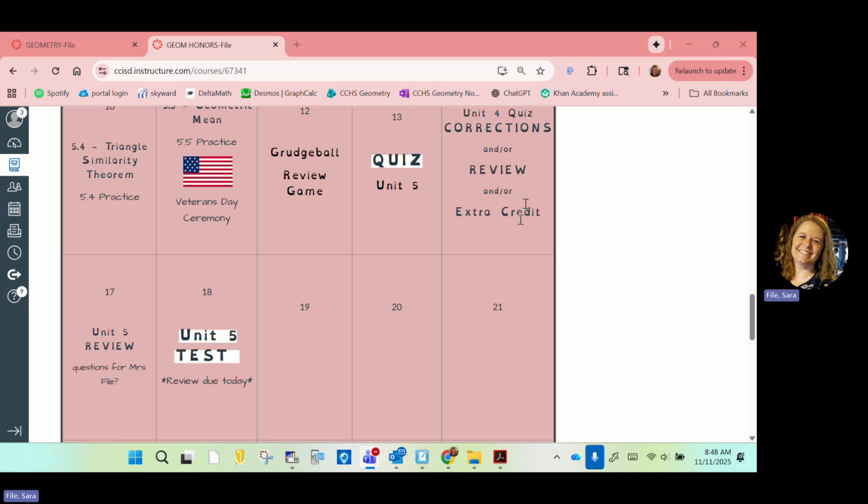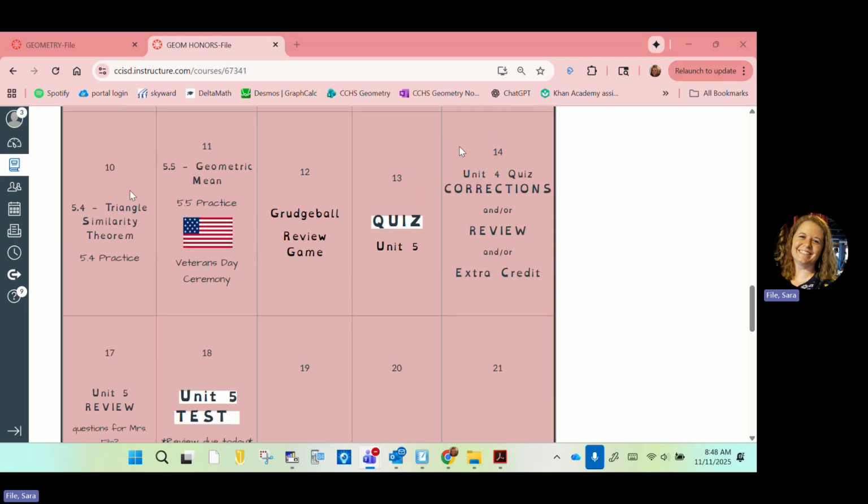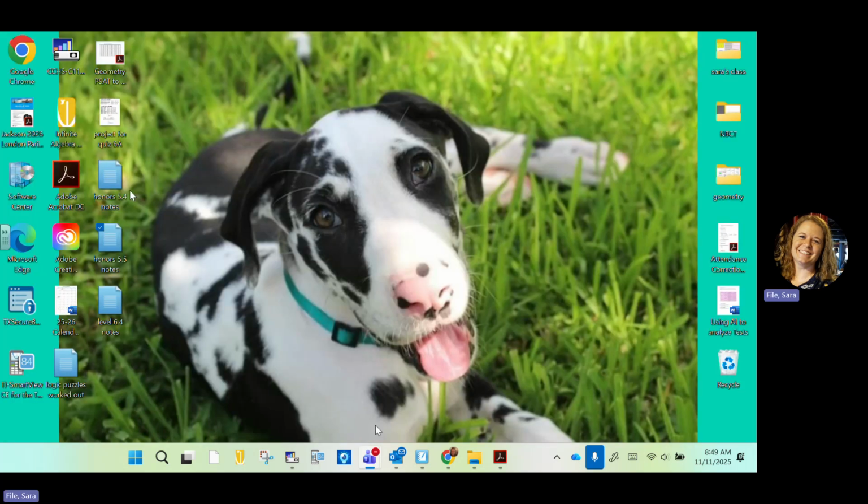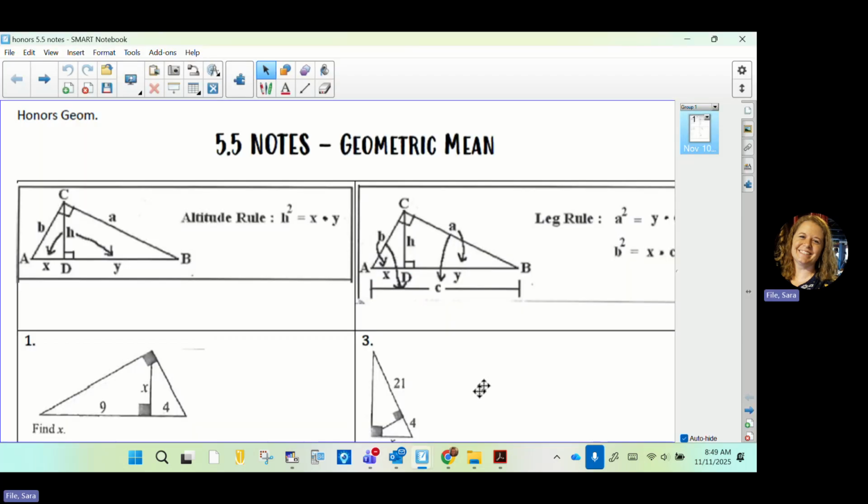Your extra credit is due 7:20 a.m. a week from today. Okay, everybody understand deadlines, what's coming up? All right, so let's take a look at geometric mean.